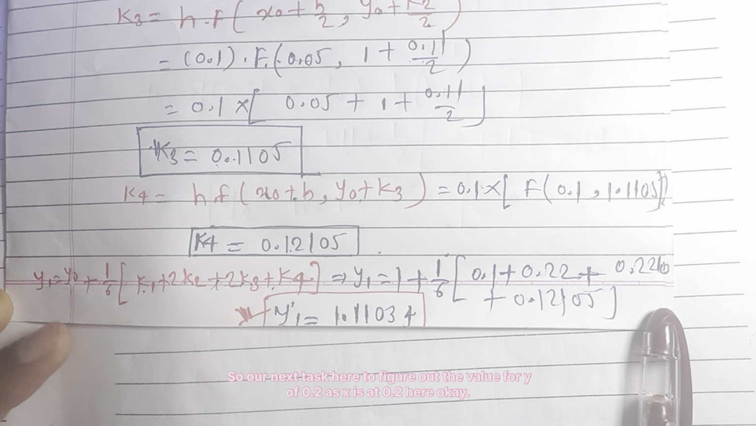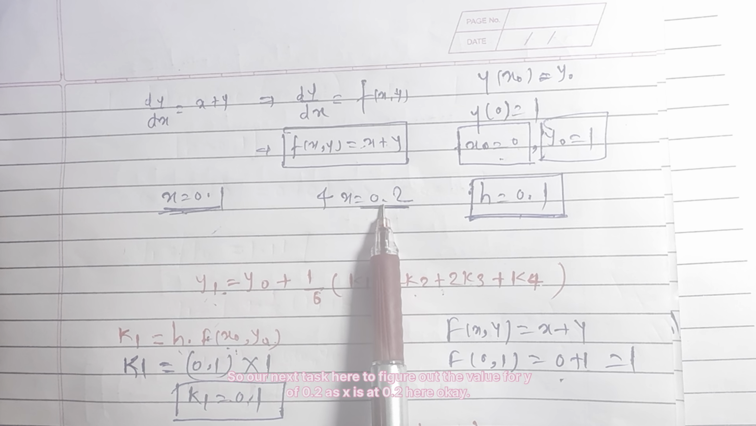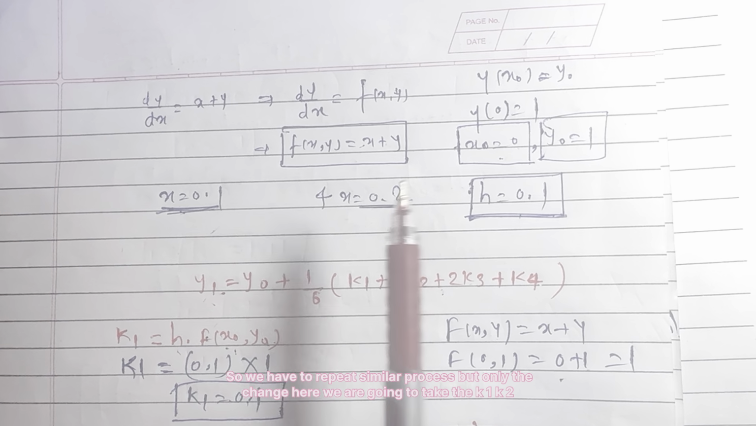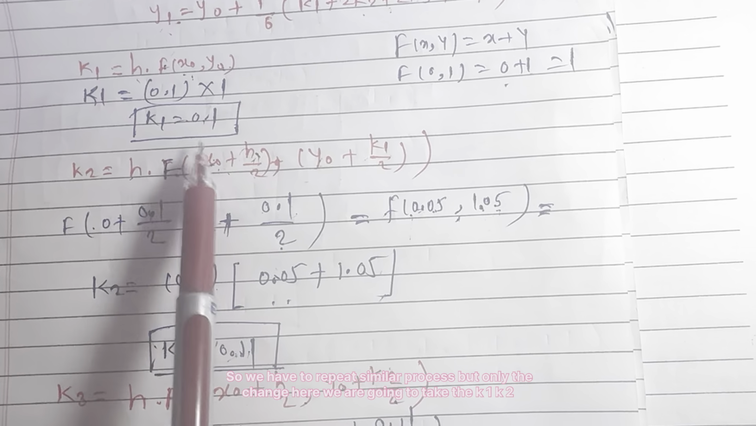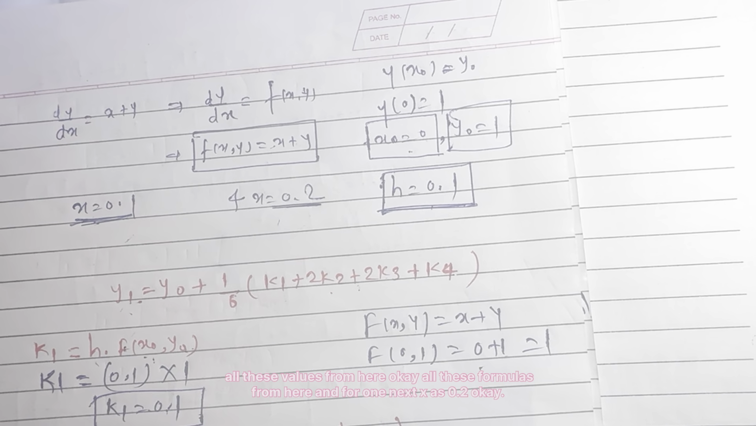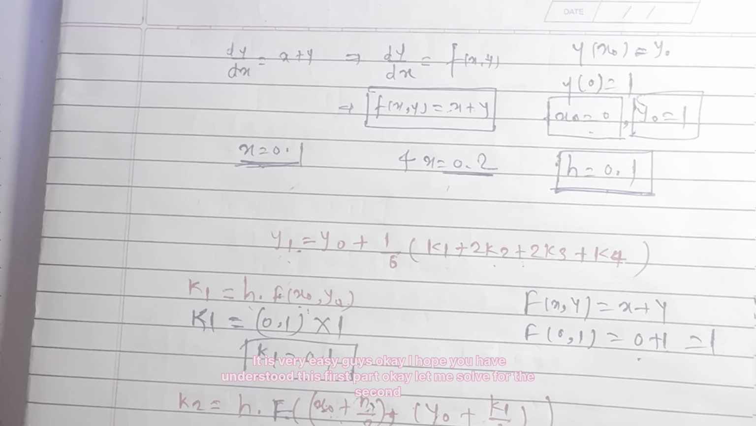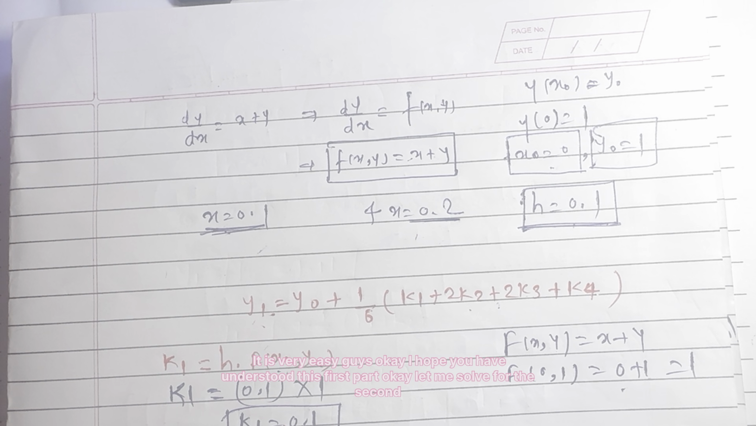So our next task here is to figure out the value for y of 0.2, as x is 0.2 here. We have to repeat a similar process, but the only change is that we take the K1, K2 and all these values from here, for our next x as 0.2. It's very easy, guys. I hope you all have understood this first part. Let me solve the second part now.